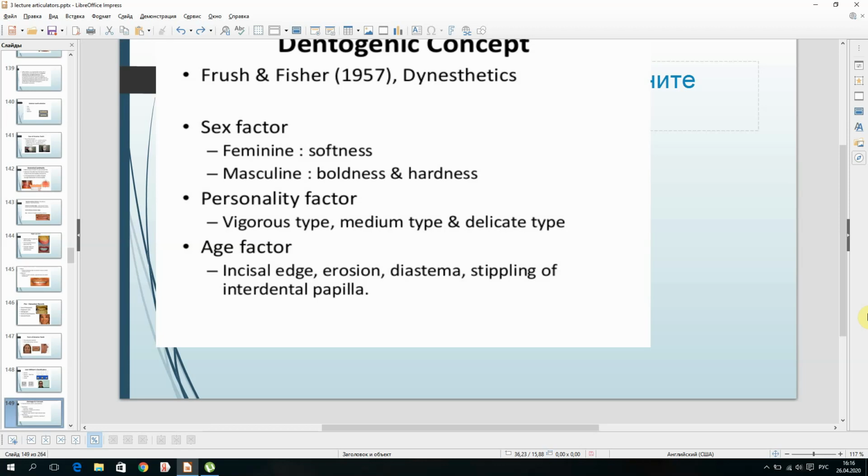Personality factor: vigorous type, medium type and delicate type. Age factor: incisal wear, erosion, diastema, stippling of interdental papilla.